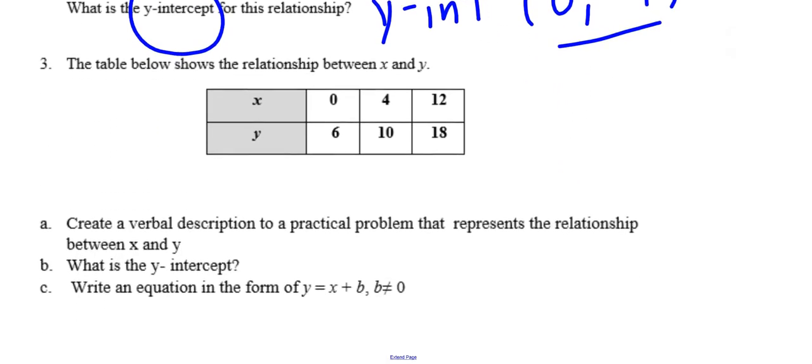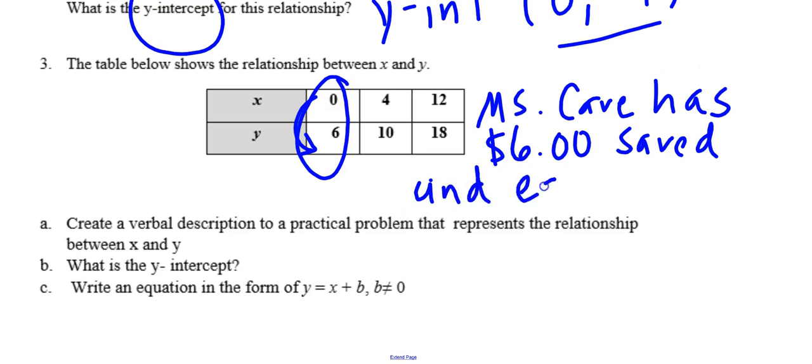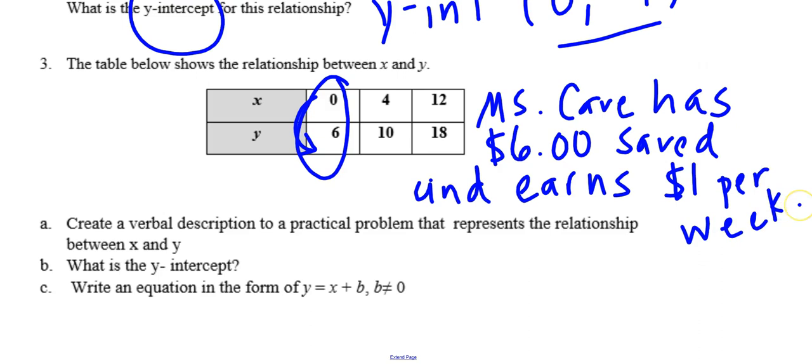Number 3, the table here shows the relationship between x and y. Again, I can see because it's not 0, 0 that it's additive. And I'm looking for a verbal description to a practical problem. So our starting point is 6. So a verbal description might be Miss Cave has $6 saved. Okay, because that's our starting point. And earns $1 per week. It's just a scenario that would work.